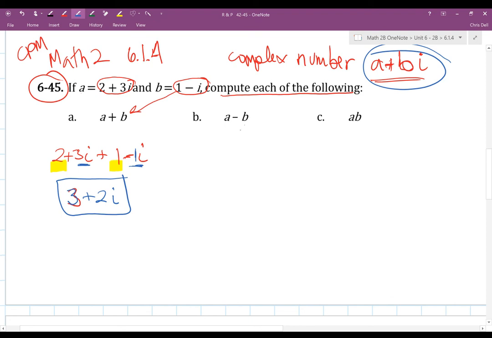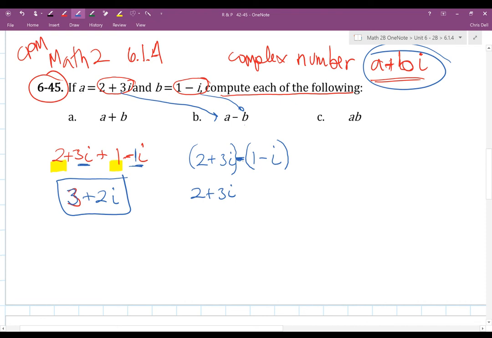So a minus b. Once again, I'm going to take a and b and do the math. Be careful though. This a is 2 plus 3i, b is 1 minus i, but I'm subtracting. When you subtract, you're subtracting the whole number, so I'm using parentheses to show that. The first set of parentheses are not needed because there's no operation in front of them. But this second set of parentheses is needed because I'm subtracting that whole thing.